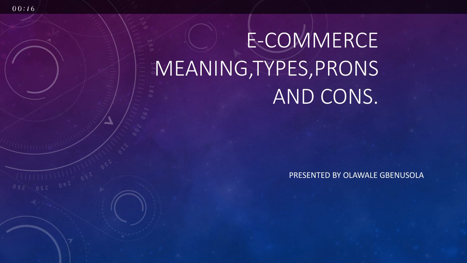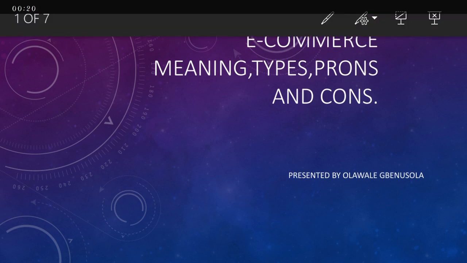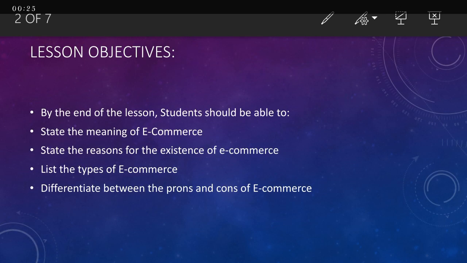So we'll start by going through the lesson objective. By the end of the lesson, students should be able to state the meaning of e-commerce, state the reason for the existence of e-commerce, list the types of e-commerce, and differentiate between the pros and cons of e-commerce. That is the advantages and disadvantages of e-commerce.